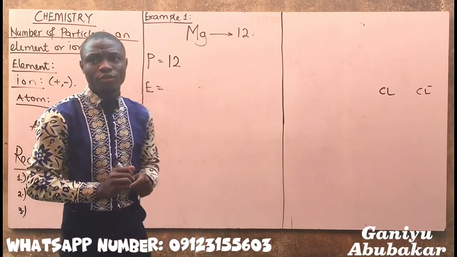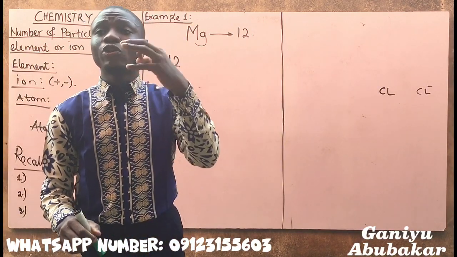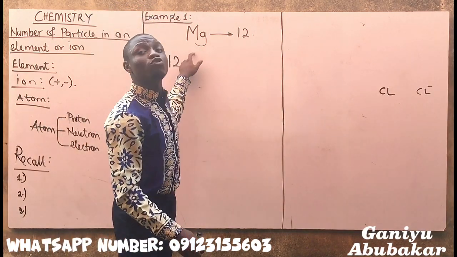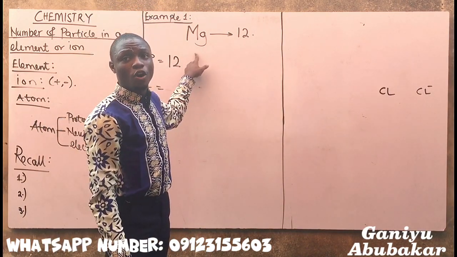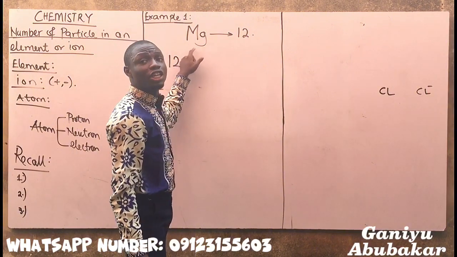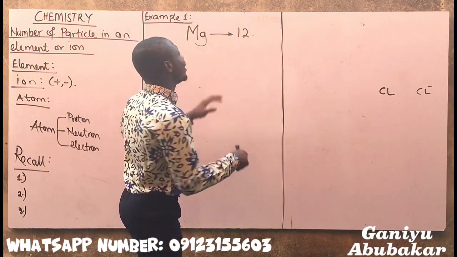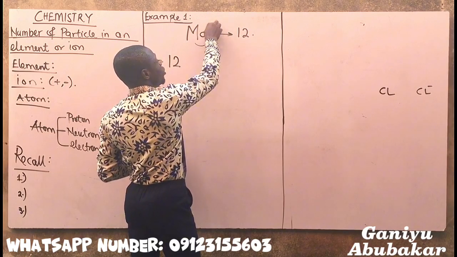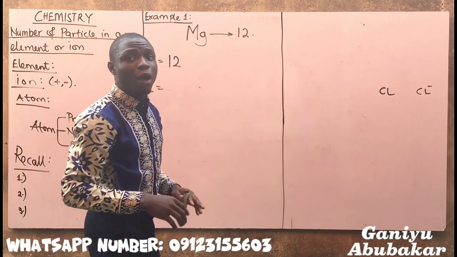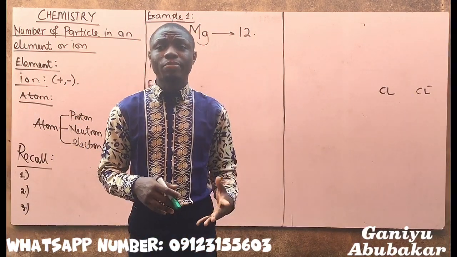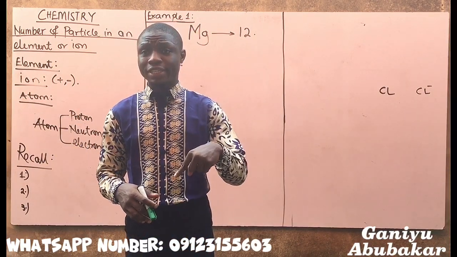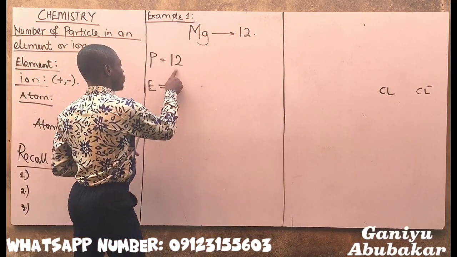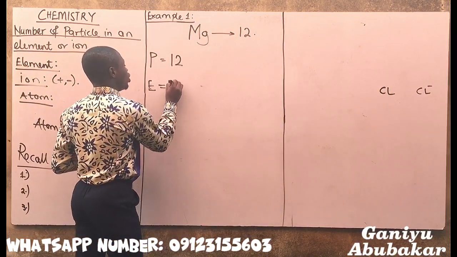Let's get the electrons. To get the electrons, this is the question you ask yourself: is this atom a neutral atom? Of course, this is a neutral atom. Why? Because it does not have any charge, either positive or negative. Nothing is here. And we said for a neutral atom, there are equal amounts of protons and electrons. If that is true, my protons are 12, so automatically my electrons are 12.